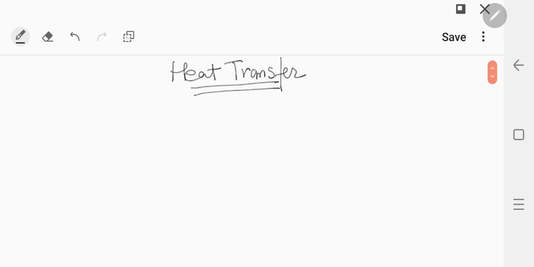Hello friends, today we'll start with heat transfer. We're just going to go for a brief overview: what is heat transfer, the different modes of heat transfer, and then we're going to start with the steady state of conduction. First conduction, then in the further lectures we'll move towards convection.